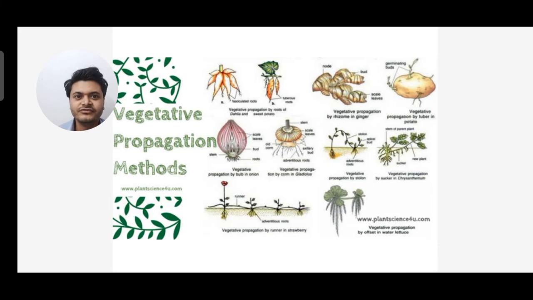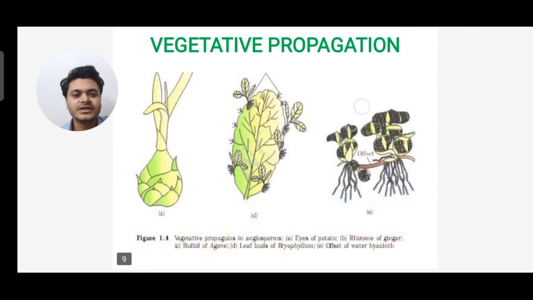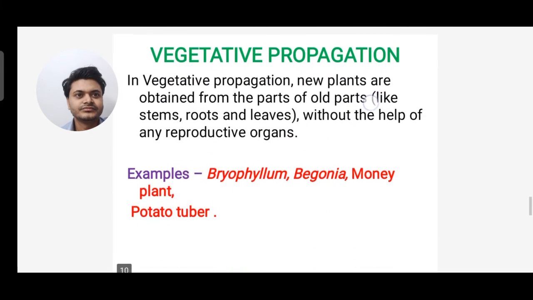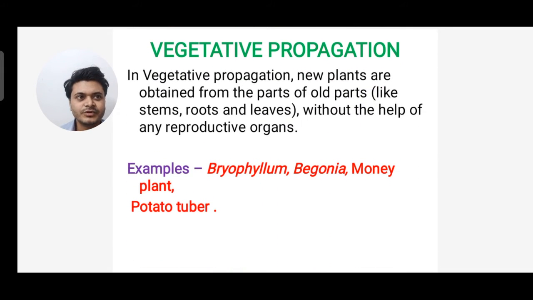Now you can see the vegetative propagation methods. We'll see this one by one. You can see the diagrams I have given. Now what is vegetative propagation? In vegetative propagation, new plants are obtained from the parts of an old plant like roots, stems and leaves, without the help of any reproductive organs.